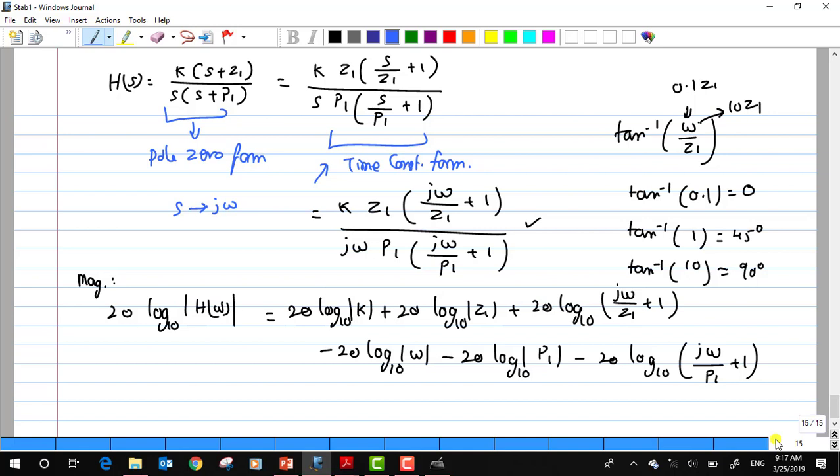Let us take this particular simple case where I'm concerned about only this particular part of my transfer function. We tried to map this s to j omega, and after that we had something like this. Now for this I want to have two types of plots: one is the magnitude plot, the other one is the phase plot.